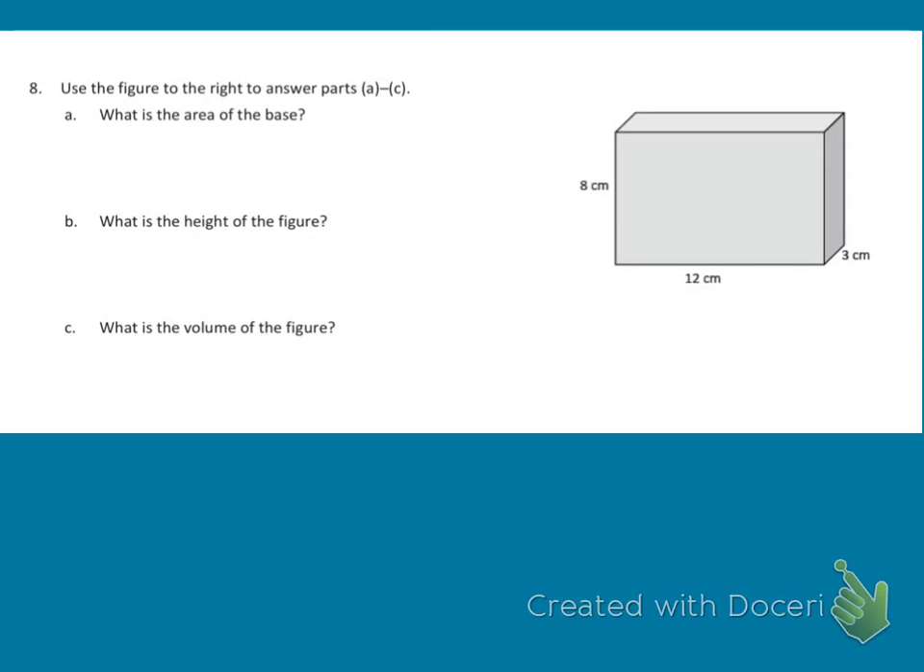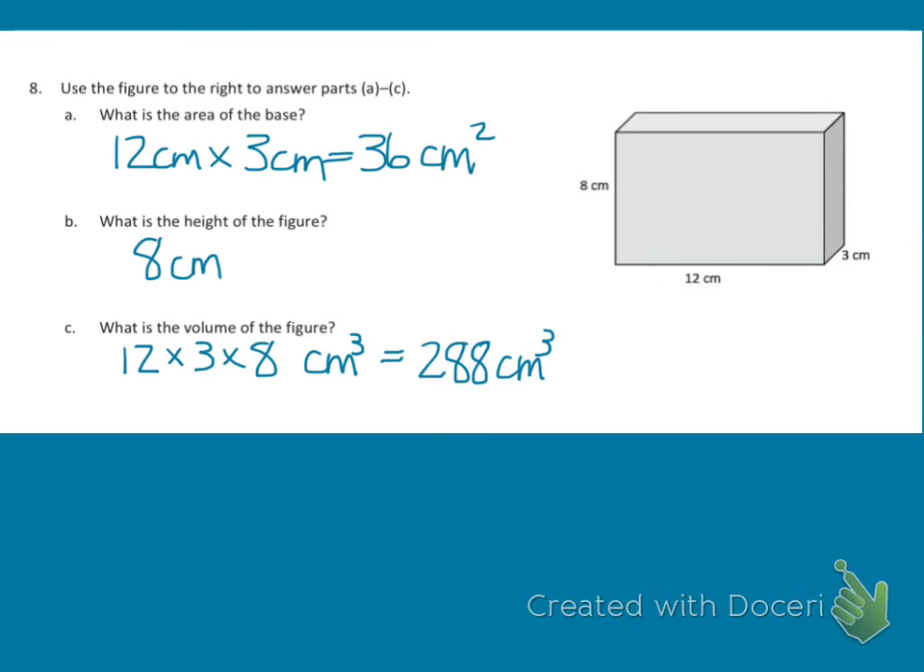Okay, here are some results for the remaining 3 exercises. So for 8, what is the area of the base? Well, again, it's 12 times 3, or 36 square centimeters. The height of the figure is 8, right here. And the volume of the figure is 12 times 3 times 8, or 288.